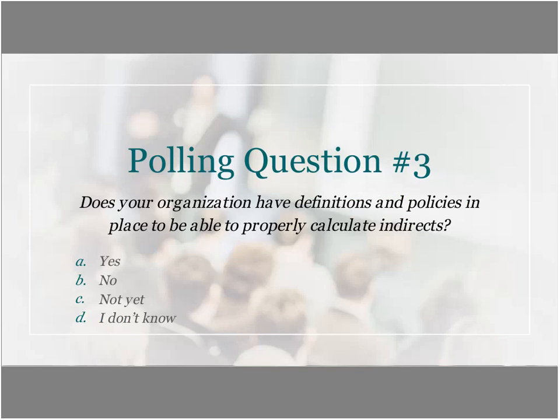Okay, we've come to our third and final polling question. Does your organization have definitions and policies in place to be able to properly calculate indirects? Your possible answers are listed there. Please go ahead and record your answers now, and while you're recording your answers, I'll provide the third CPE word.